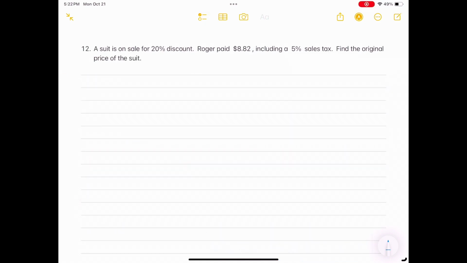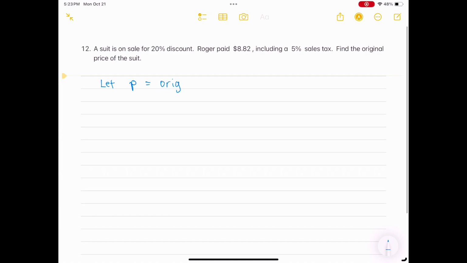A suit is on sale for 20% discount. Roger paid $8.82, including a 5% sales tax. Find the original price of the suit. I will let P equal the original price of the suit.